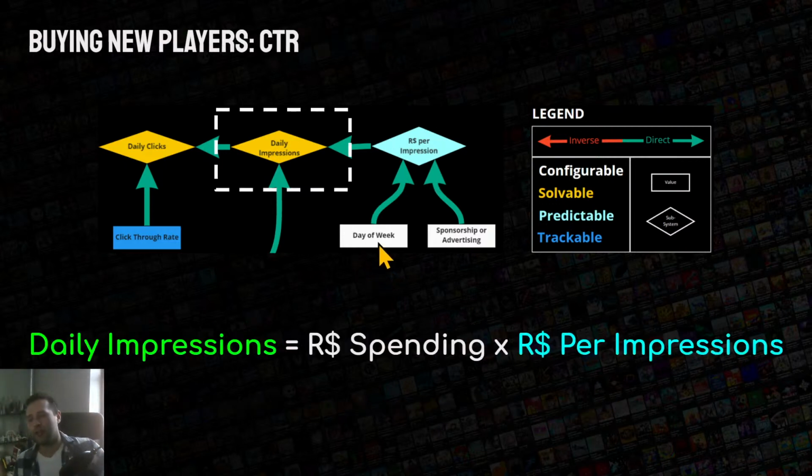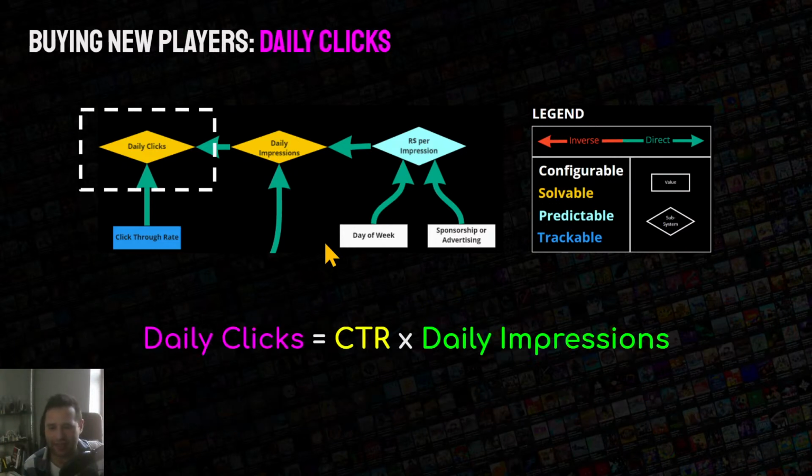Anyway, CTR, this one's simple. Actually, no, its name is supposed to be CTR. I don't know why I put CTR there. But anyway, daily impressions. This one's easy. How much you spent times the impression rate. In fact, if you look at this equation, we kind of just did that backwards.